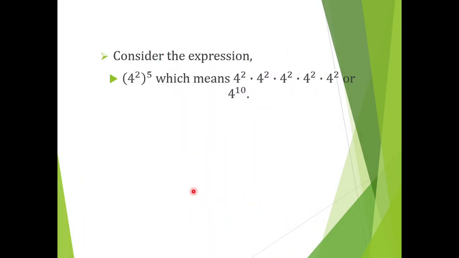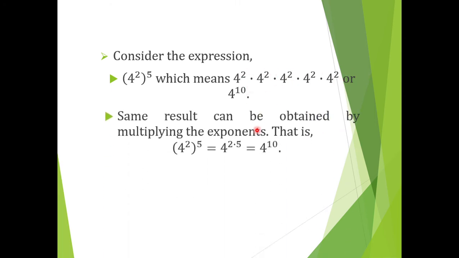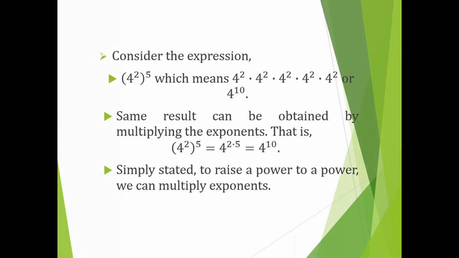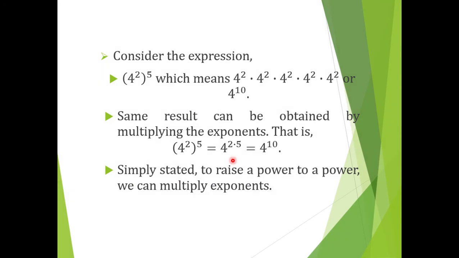So, consider the expression 4 squared raised to 5. We know it is 4 squared times 4 squared times 4 squared times 4 squared times 4 squared, 5 times. But it is easier to do 2 times 5, so 4 to the 10. That is easier. But actually, this is just to show you how it happens. The same result can be obtained by multiplying exponents, which is what I said earlier. To raise a power to a power, we can simply multiply exponents. That is all we will do.